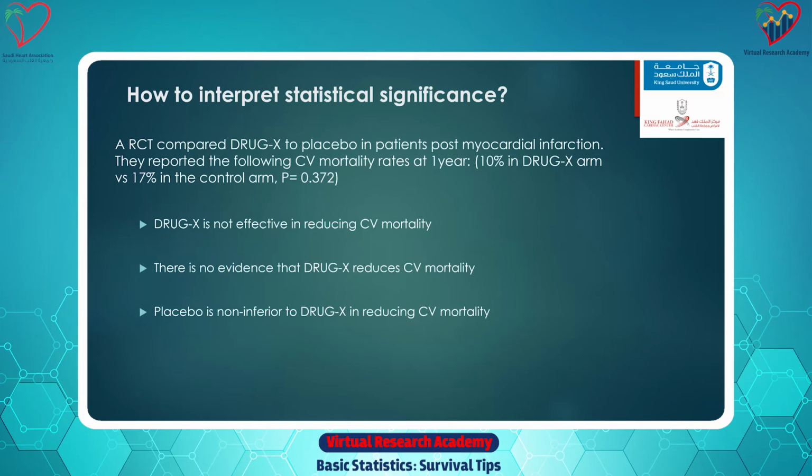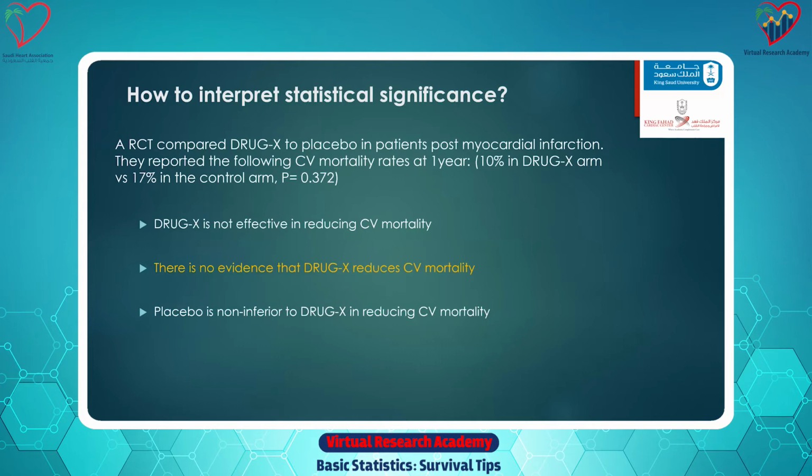Okay, so the correct answer is that the correct interpretation of this is that there is no evidence that drug X reduces cardiovascular mortality. A common answer would have been A, that drug X is not effective in reducing cardiovascular mortality. And you see this in some abstracts. And we'll talk about why this is not necessarily the right answer.